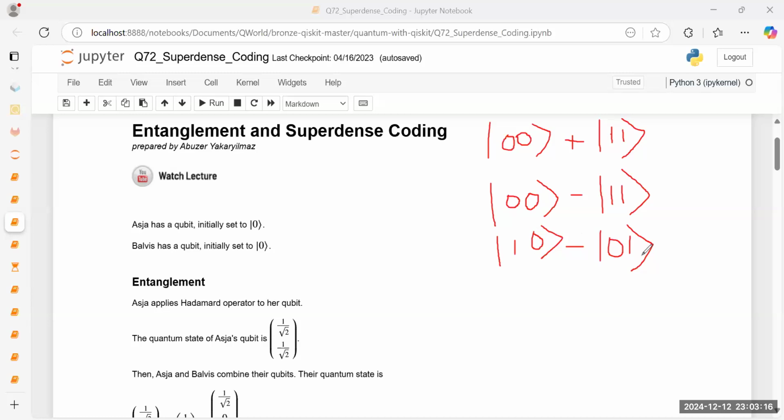Then she sends her qubit to Balvis. So Balvis now has the entangled pair, and he now has the quantum state you see here. He's now going to start decoding the information.